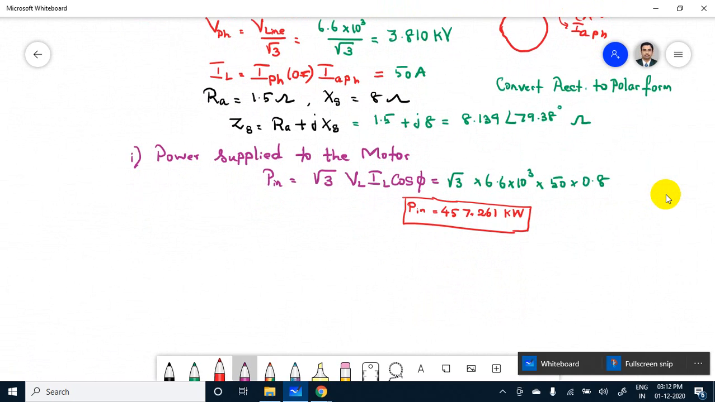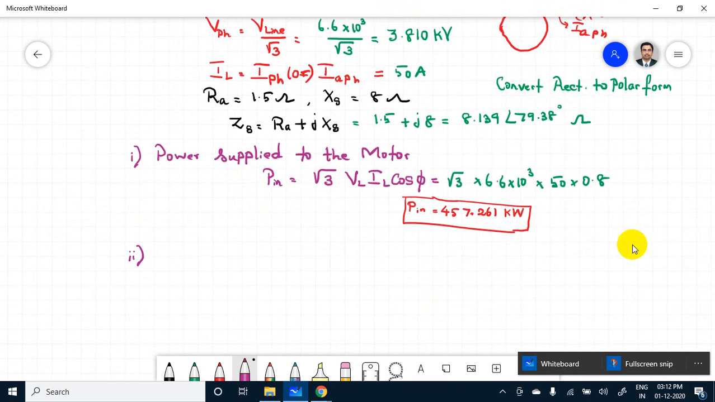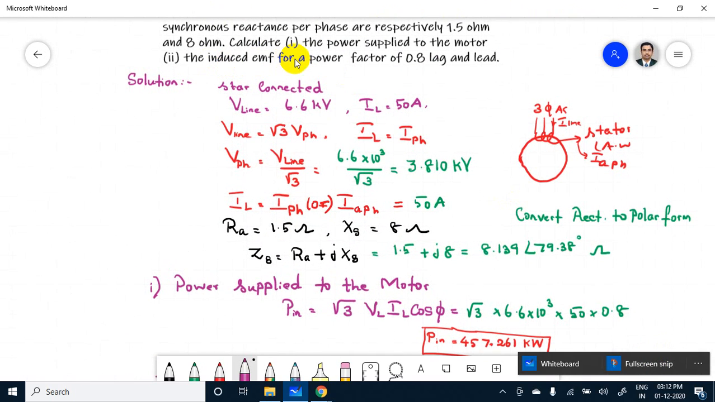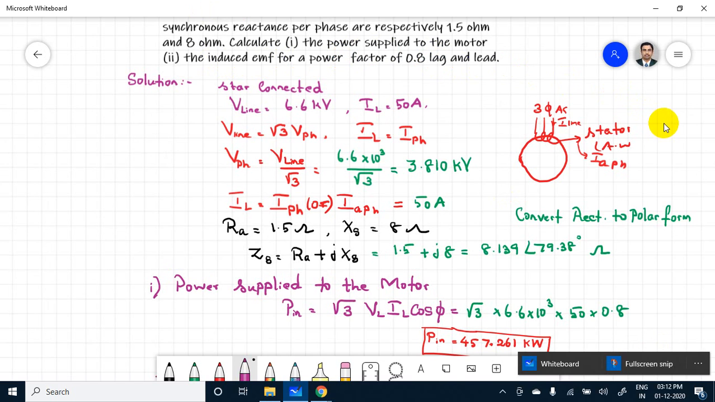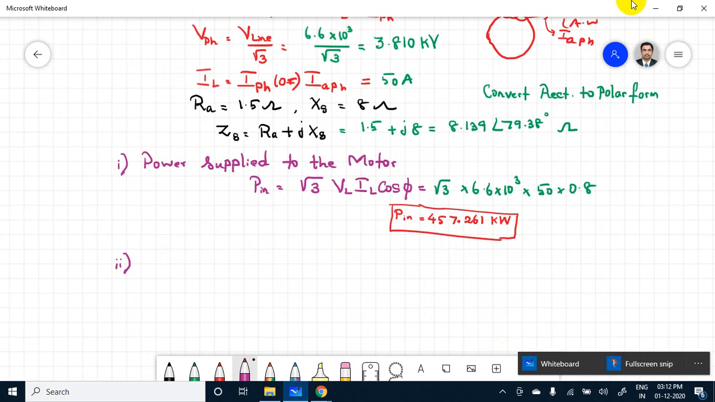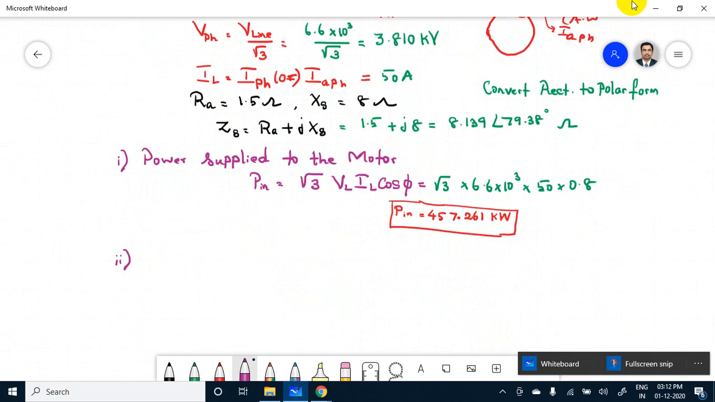Now, next, the second subdivision: we are calculating the induced EMF for a power factor of 0.8 lagging and leading. Okay, 0.8 power factor lagging. First we will calculate for lagging.